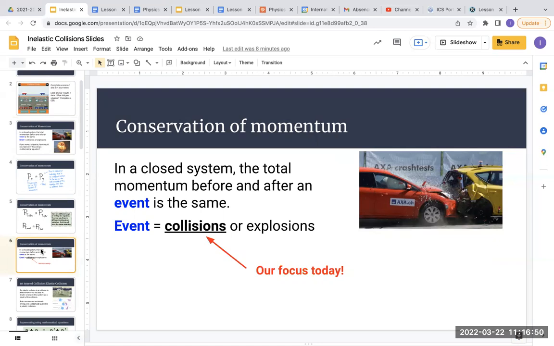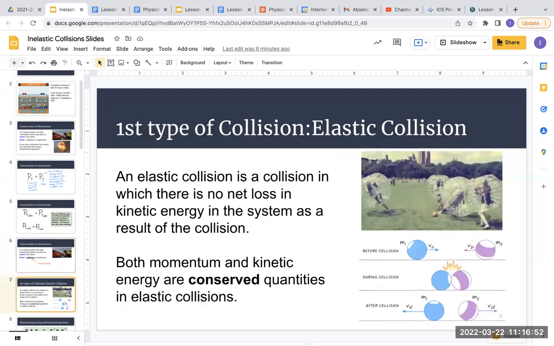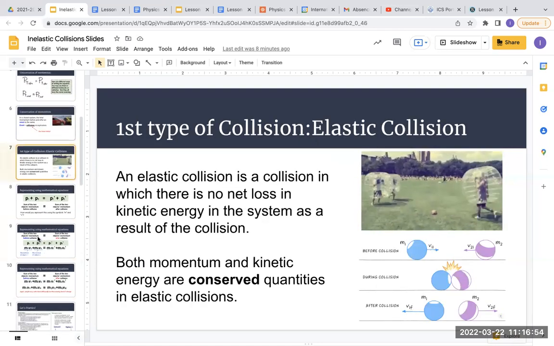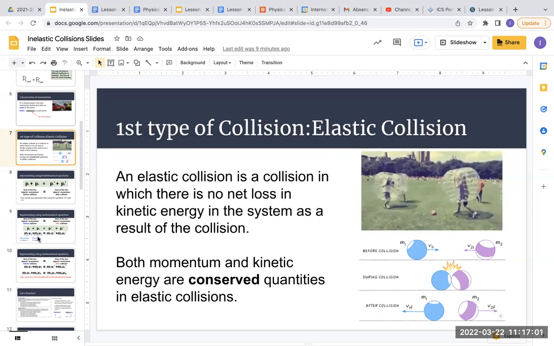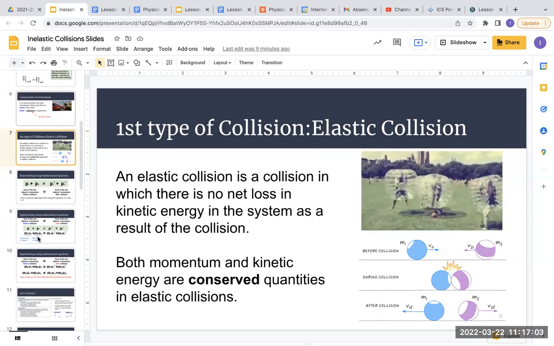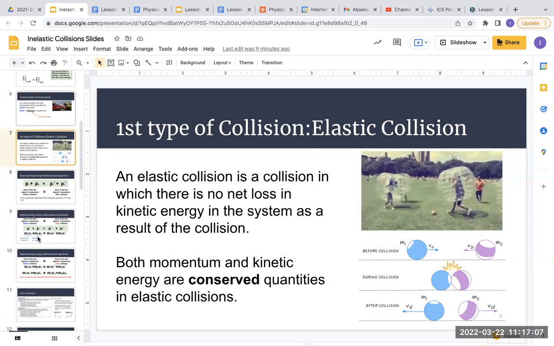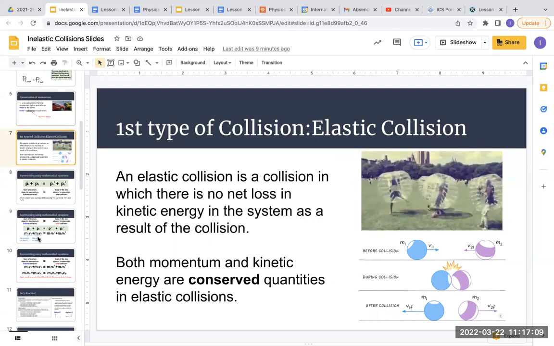So when we look at the types of collision, the one that we looked at was elastic collision. And the definition for that is, an elastic collision is where you do not have a net loss in kinetic energy in the system as a result of collision.